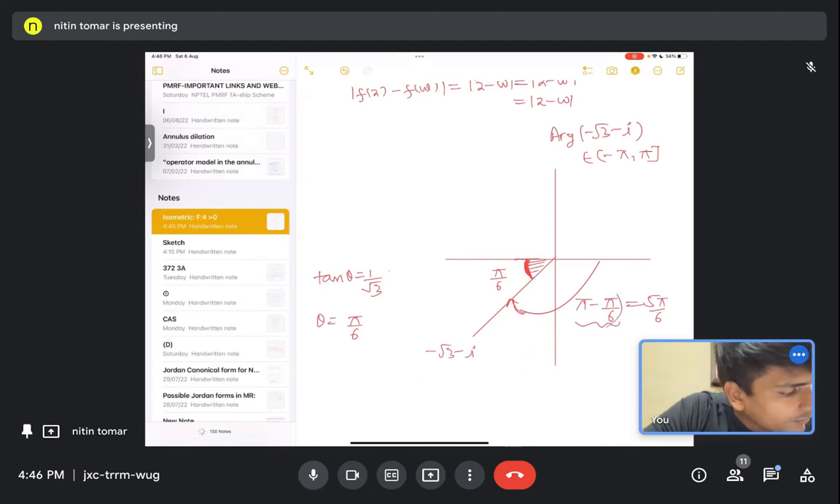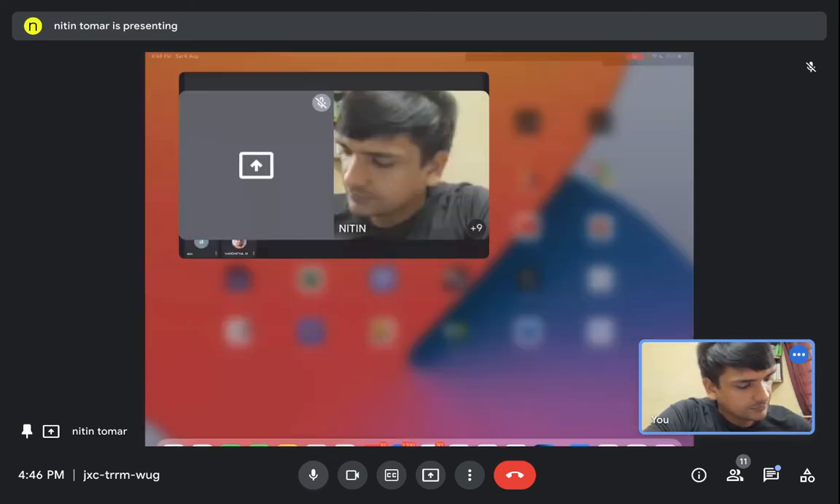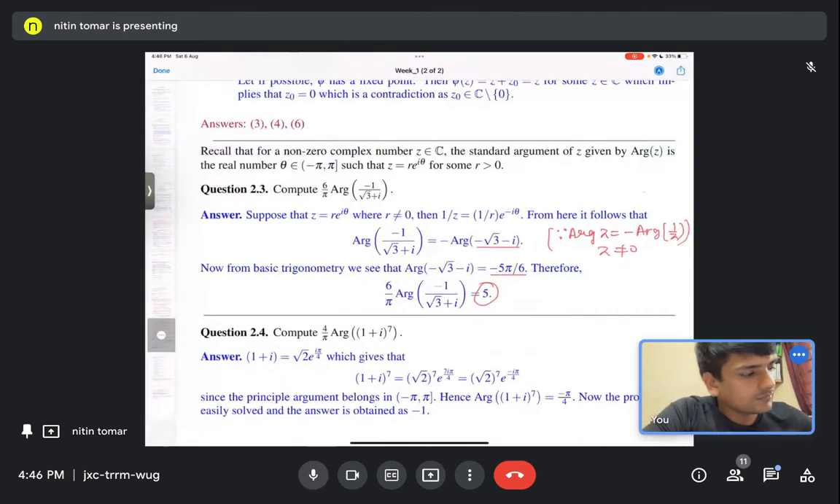But because you are measuring the angle in the clockwise direction, minus has to come, so the final answer will be minus 5 pi by 6, which is precisely what we have done here. Now you just put the value, so the answer will be 5.